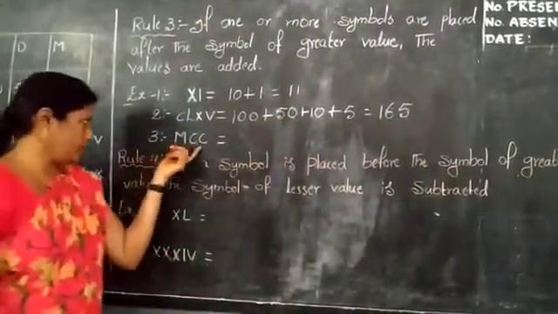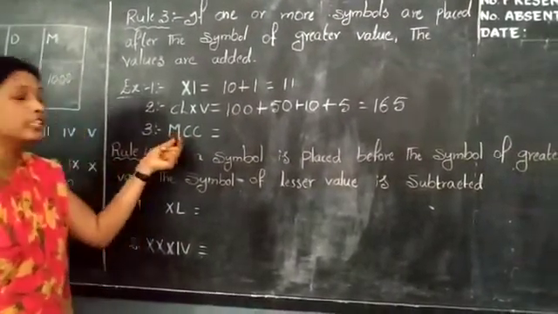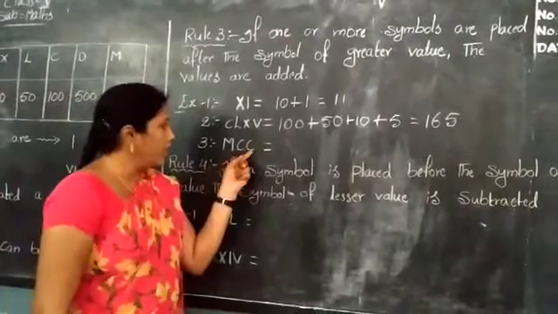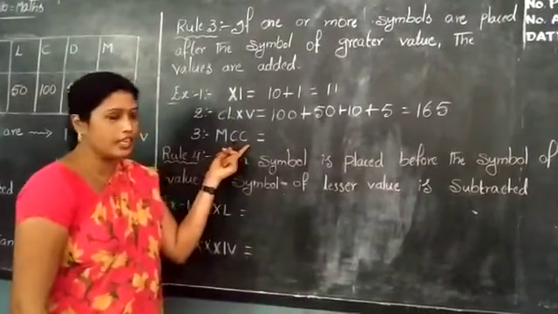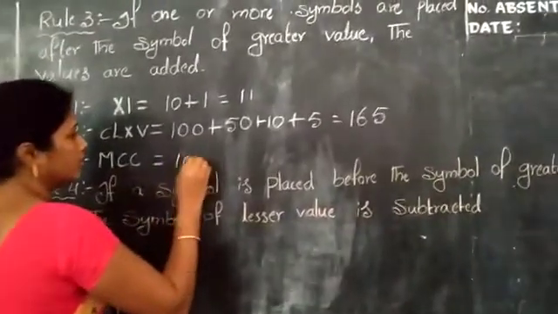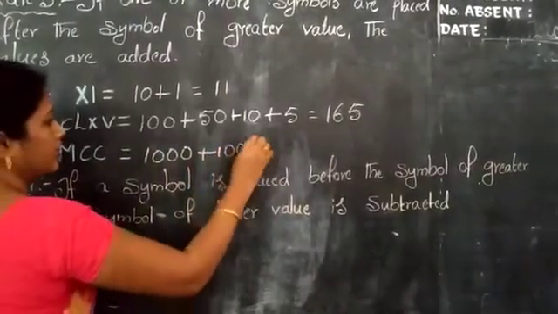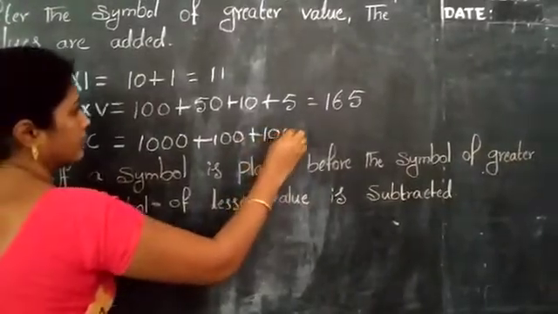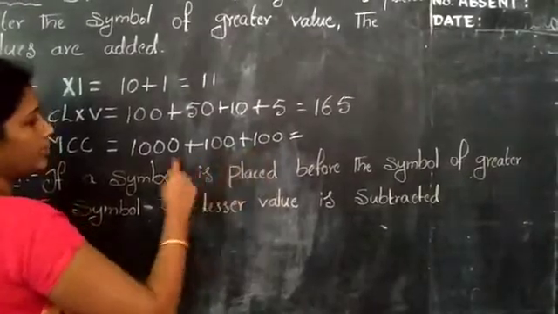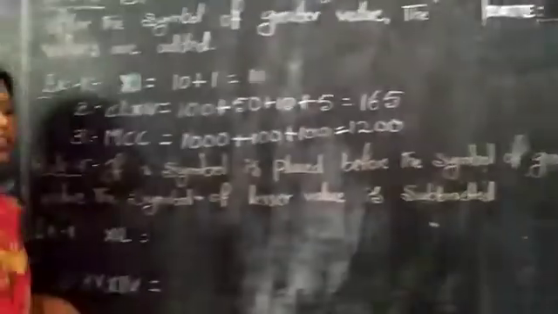And here, which is the greater symbol? M is the greater symbol, right? Because M stands for the value 1000. Okay, and C stands for the value 100, and the same C here. Okay, so we should add. So M 1000, right? Plus C 100, plus another C 100: 1000, 100 and another 100, 1200. The value is 1200.